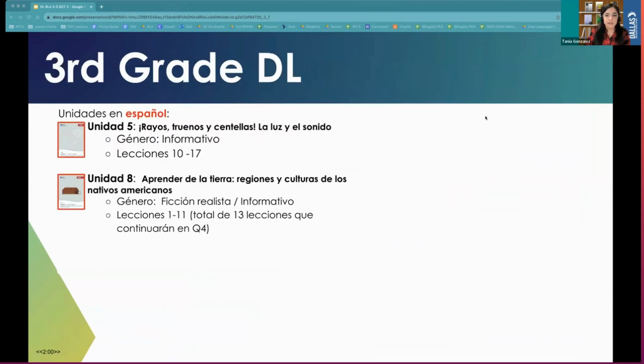Okay, for 3rd grade dual language, what do we have for this quarter 3? Unidades en español, we have Unidad 5, Rayos, Truenos y Centellas, La Luz y el Sonido. We will continue with this unit for lessons 10 to 17, and the genre is informative, el género es informativo. And then we will begin Unidad 8, Aprender de la Tierra, Regiones y Culturas de los Nativos Americanos. The genre for this Unit 8 is Ficción Realista and Informative. So lessons 1 to 11, a total of 13 lessons that will continue in quarter 4. So quarter 3 will cover 1 to 11 for Unit 8.